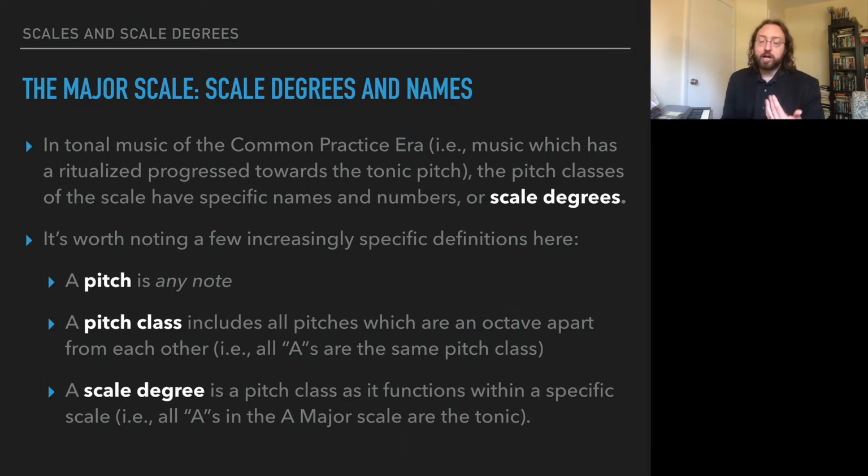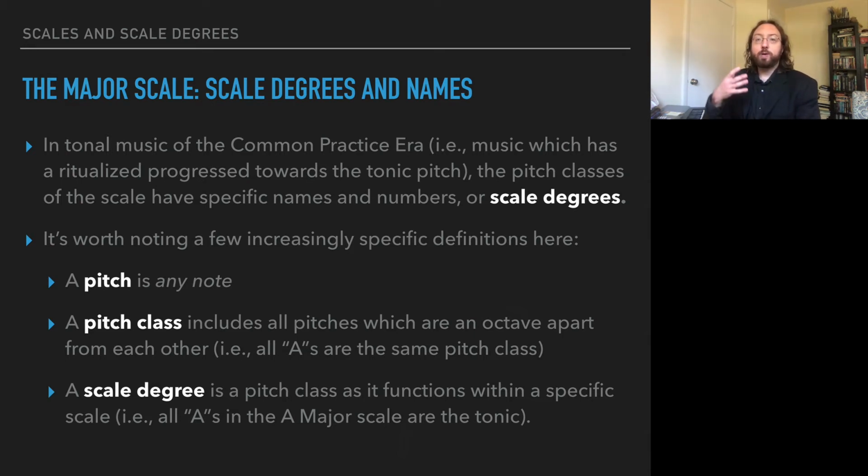When I say a pitch, I refer to any note on a keyboard or any other instrument that is creating a pitched sound. However, a pitch class includes all pitches which are an octave apart from each other. So, if I play 4 different A's on the piano, those are 4 different pitches. They are discrete pitches and they have discrete frequencies. However, they are all the same pitch class. They are all A's. So 4 different pitches, but 1 pitch class.